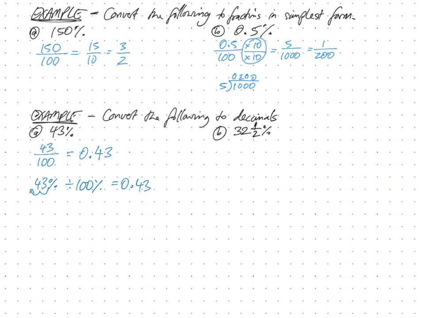And this one here, 32.5%. I'm going to go straight for the easier method that I showed before. Dividing by 100%, jump the decimal point twice to the left, that's going to be 0.325 as a decimal.